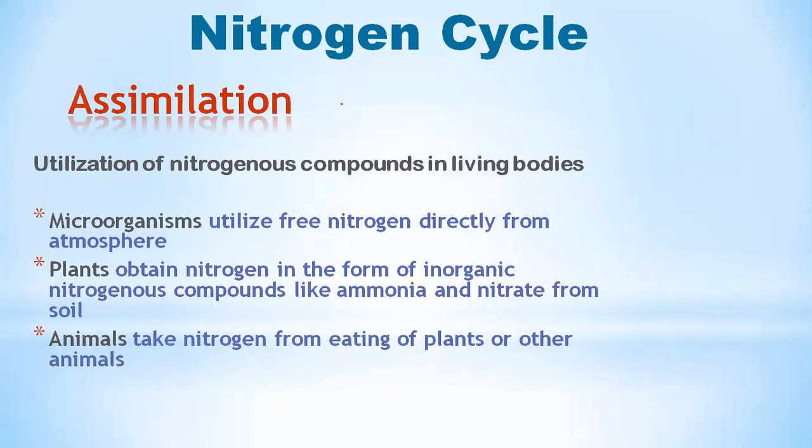Next, a very important step, the reason it all is done: assimilation. Assimilation is actually the utilization of nitrogen compounds in the living bodies, used for various processes. Microorganisms also utilize free nitrogen directly from the atmosphere because they can fix nitrogen. Plants obtain nitrogen in the form of inorganic nitrogen compounds like ammonia as well as nitrates from the soil, produced by biological fixation or any other type of fixation. In the form of fertilizers, we give nitrates to the plants for better growth. Animals take this nitrogen by eating those plants as well as by eating other organisms, because other organisms also have protein, so they utilize the nitrogen by breaking down that protein, like human beings eat meat or chicken and various other sources of protein.